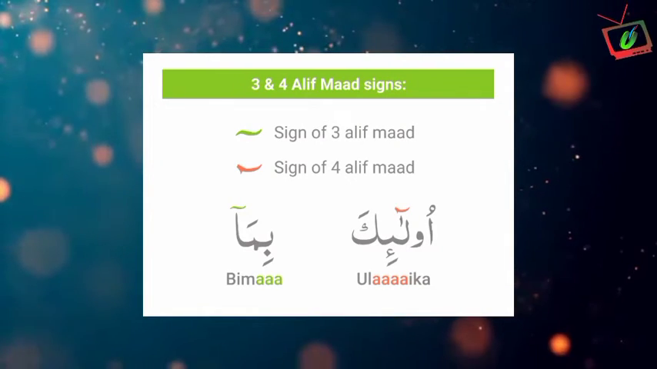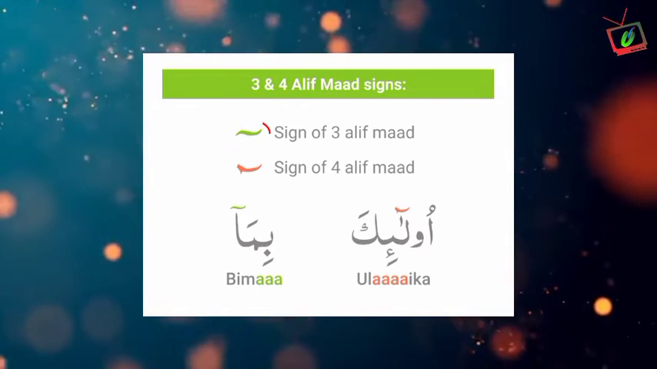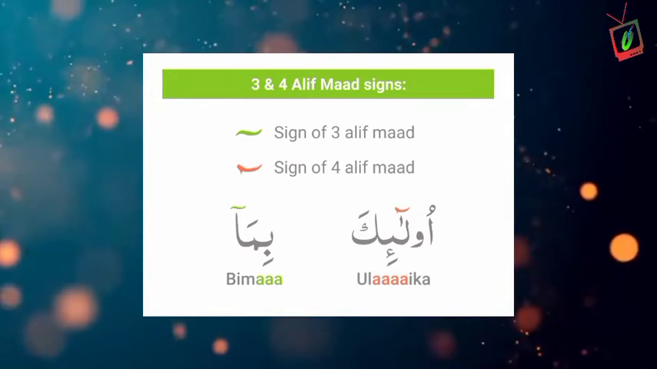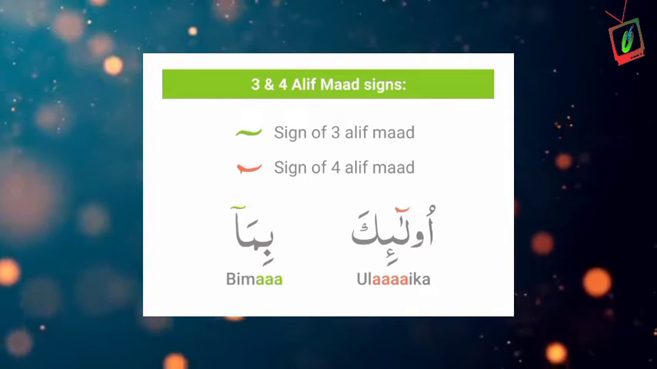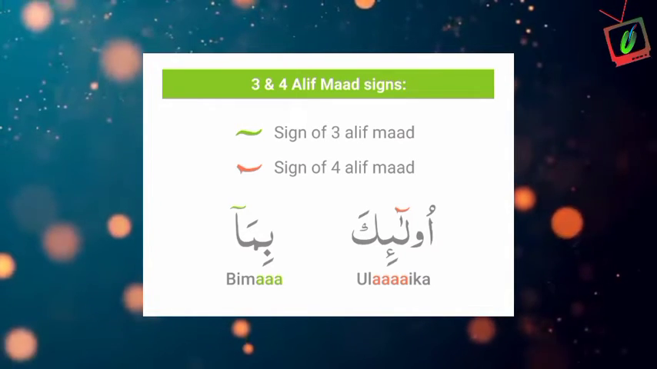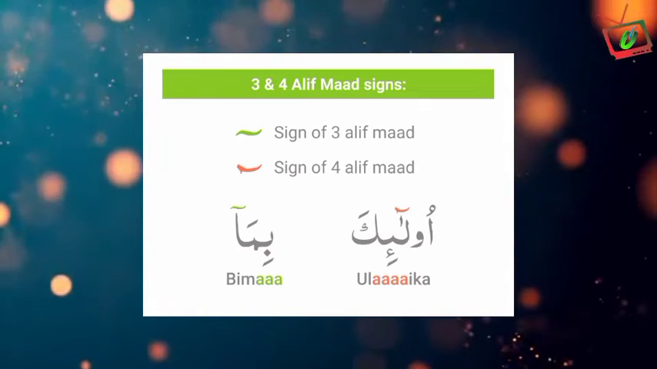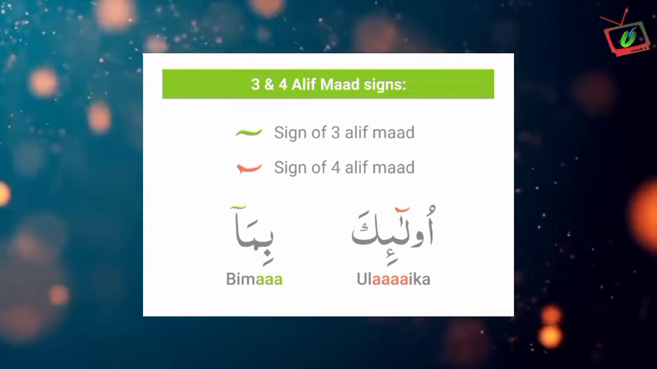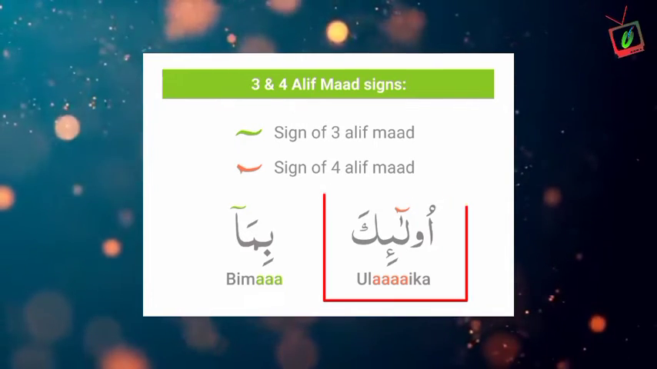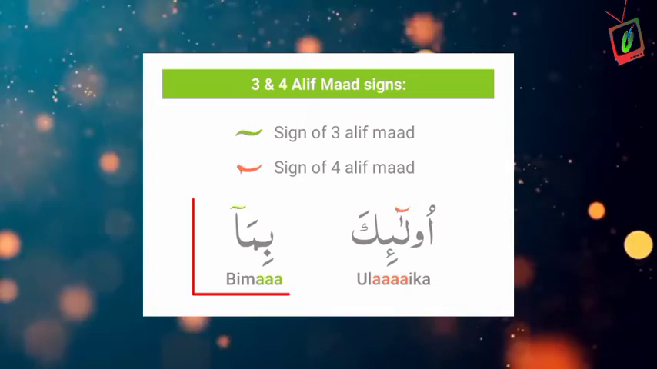Finally, we will take a look at the 3 and 4 Alif Mad signs. Whenever you see these signs, either 3 Alif Mad or 4 Alif Mad, remember that prolonging the sound for 3 Alif Mad is the same thing as saying alif 3 times. And also for the 4 Alif Mad, prolonging the sound is saying alif 4 times. Example, for the 4 Alif Mad, we have ulaika. And for the 3 Alif Mad, we have bima.